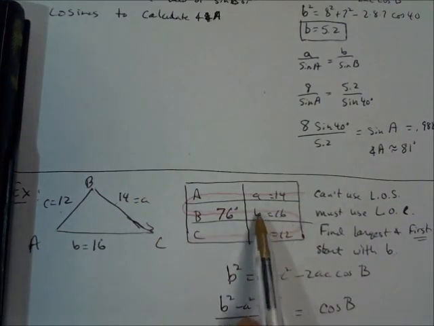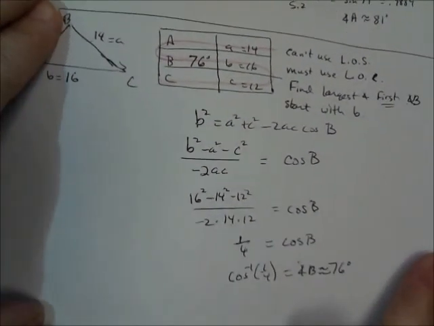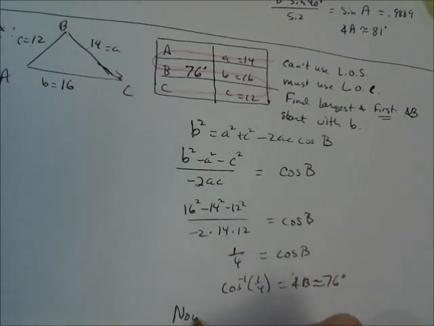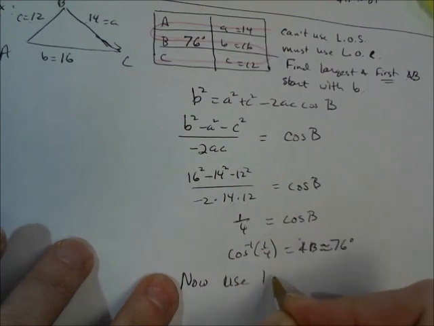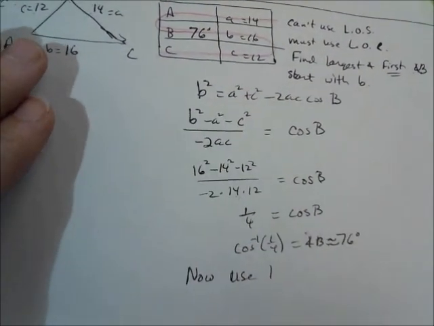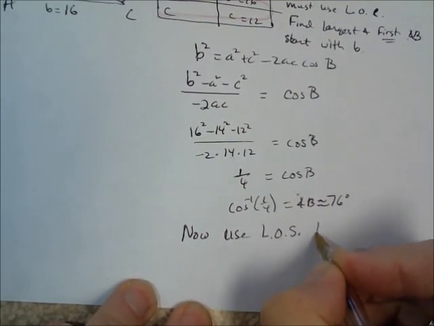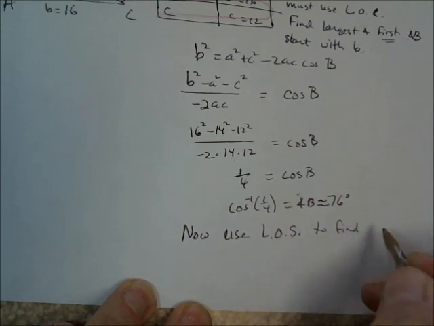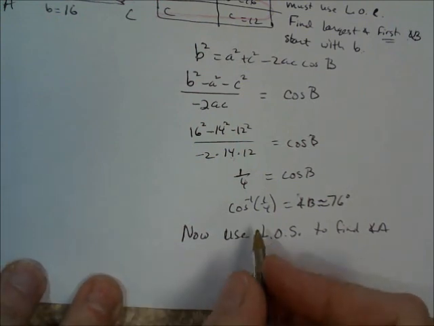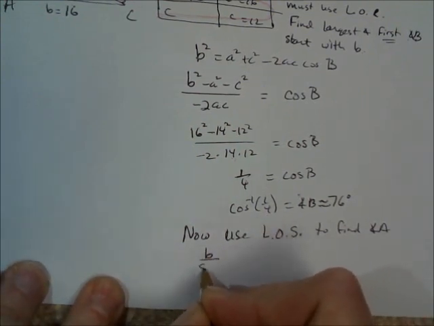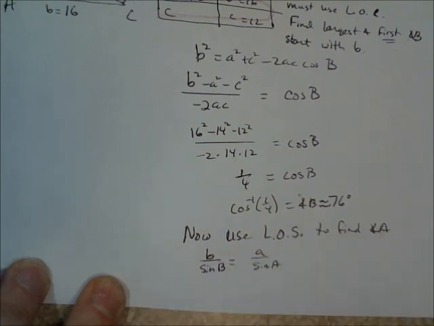And now that we have one complete row filled in, now we can use the law of sines to figure out the other angle, because the law of sines is a little easier to use. You could have used the law of cosines, I just like sines better, it's a little faster. Law of sines to find, let's find the second largest angle, angle A. So the law of sines, because we know the B information, says b over the sine of B is equal to a over the sine of A, because we're trying to find angle A.